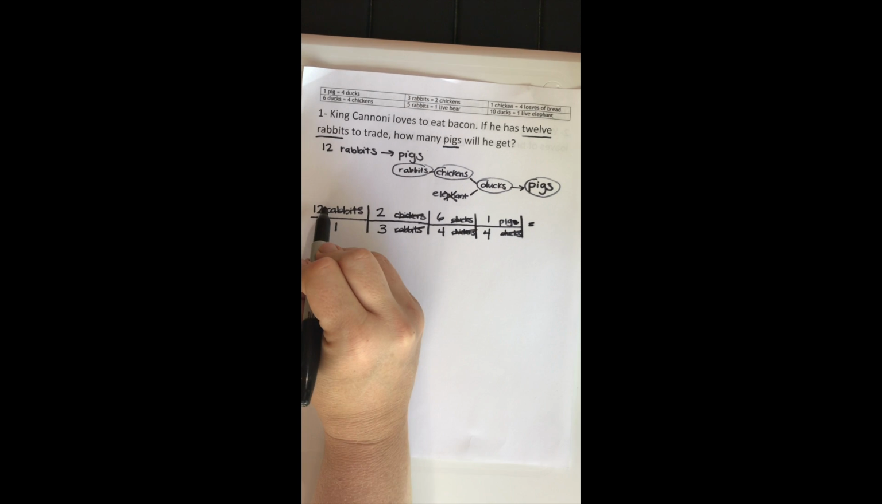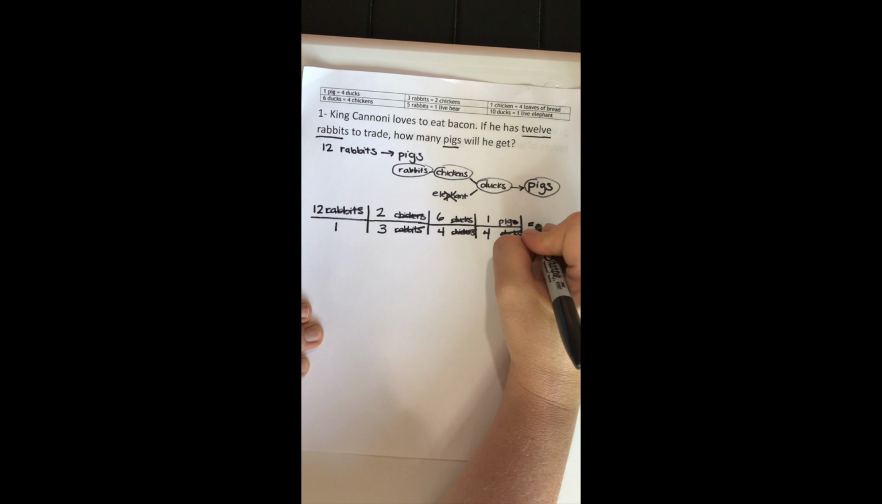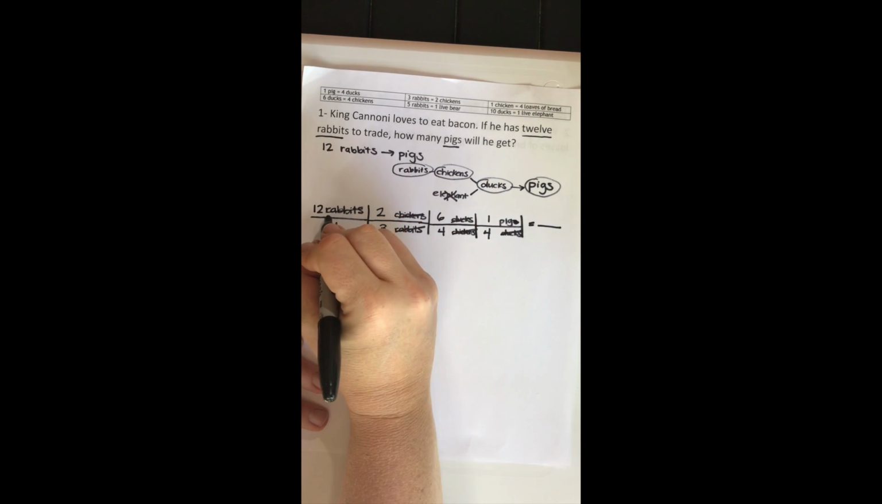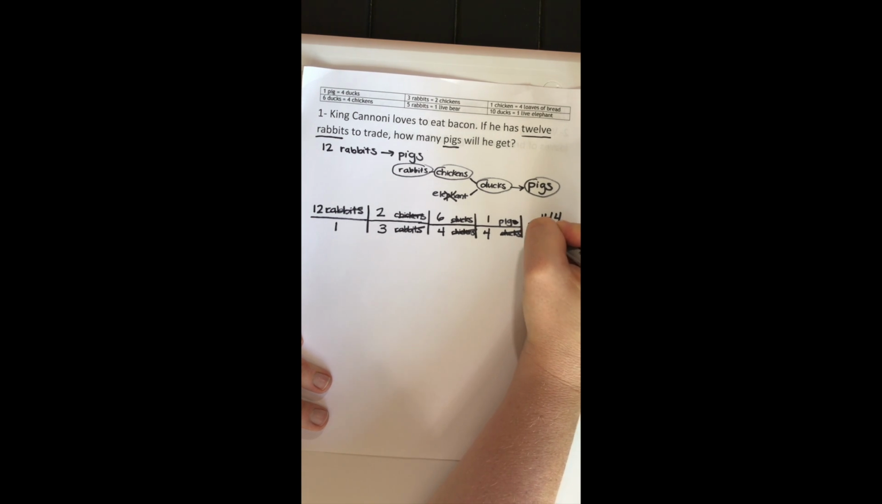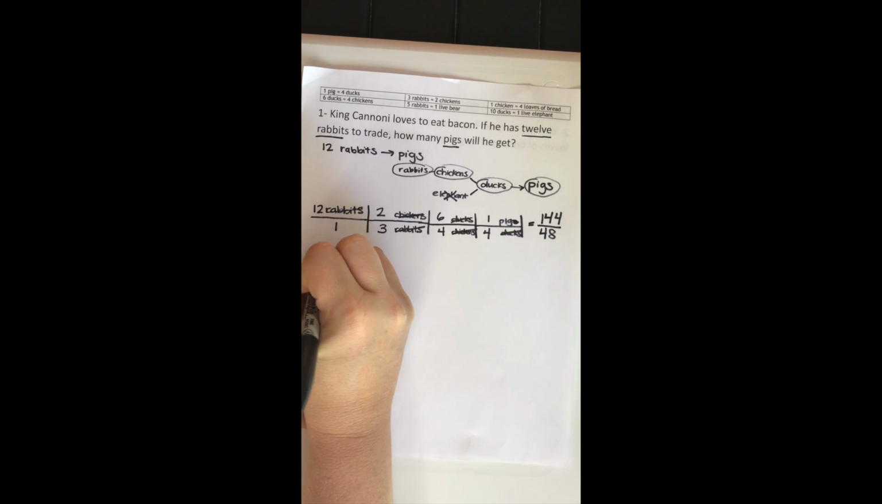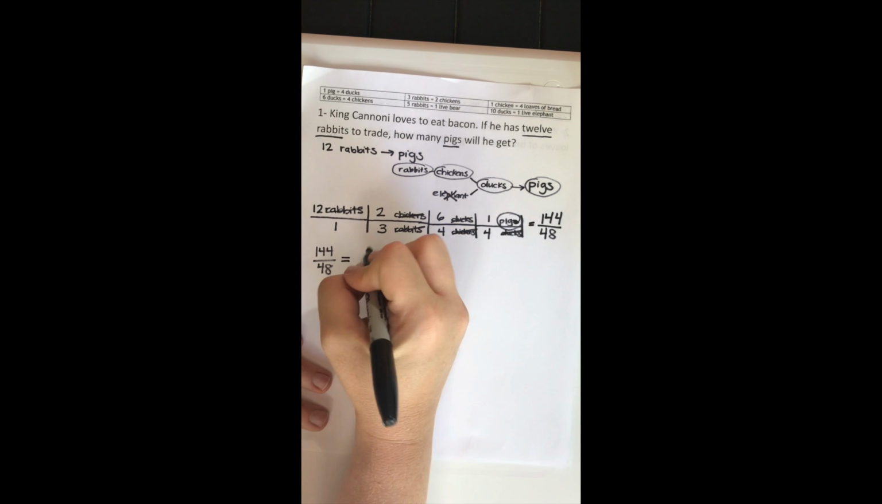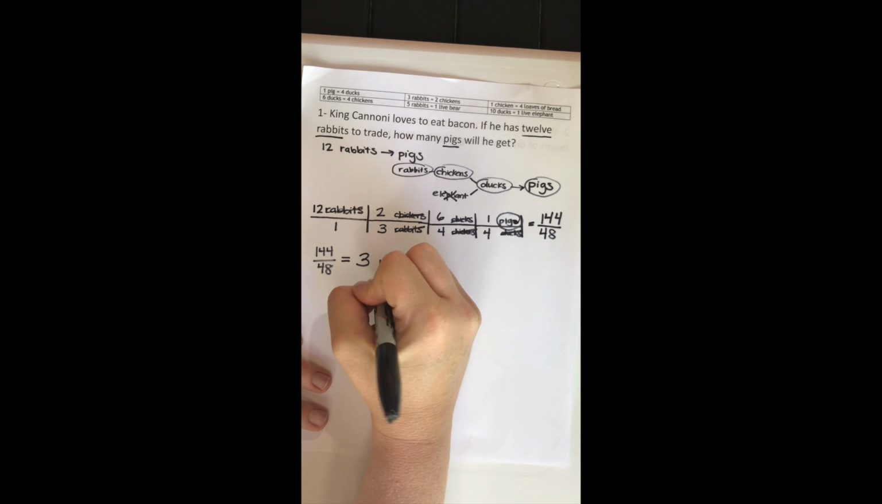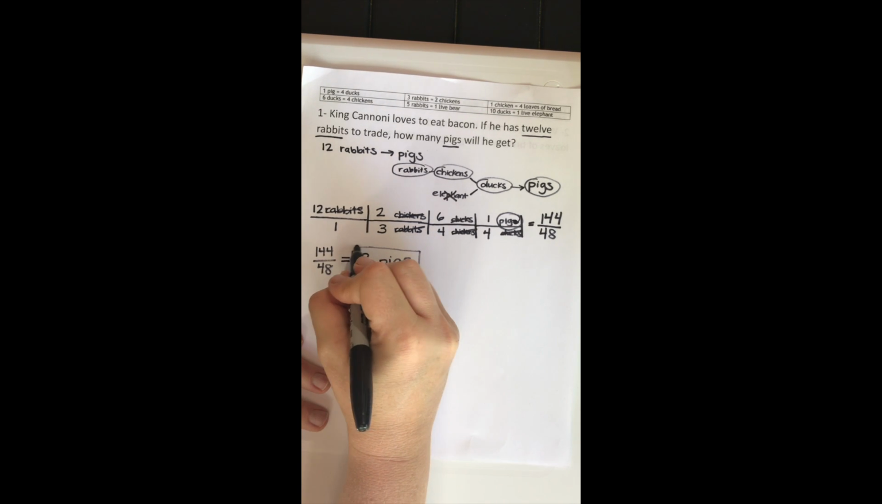I always have my kids multiply all the way out across the top and multiply all the way out across the bottom first. So we've got 12 times 12, so 144. 1 times 4 is 12 over 48. Okay, now I'm going to bring it down here. I'm going to rewrite it again. Now remember, we do have units right now. What are the units? Our units are pigs. So when we divide, we always make sure that we put our units. And I have my kids box their answers so that I can easily find it.